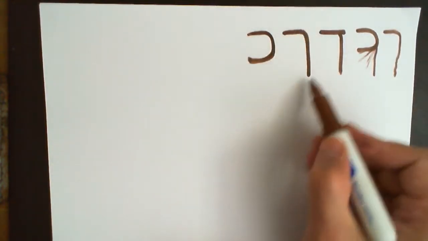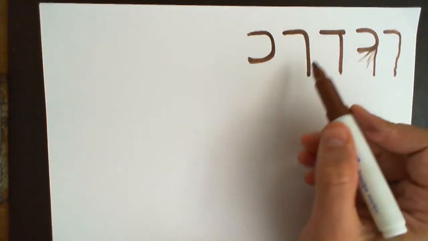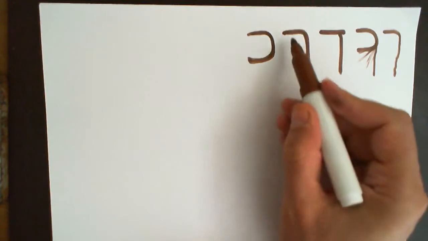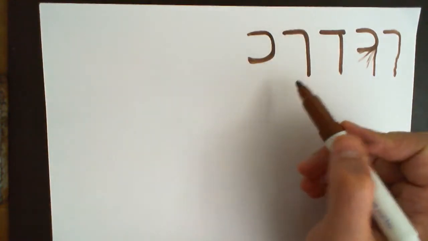This here is the actual more ancient form, and in some Hebrew religious documents, such as a bill of divorce, this form is still used.